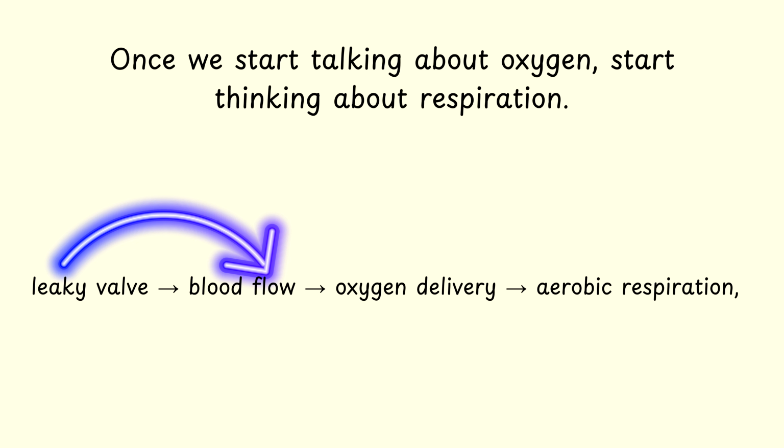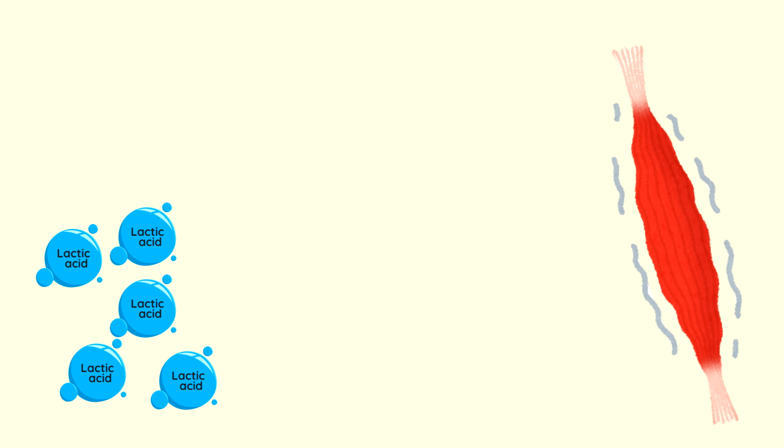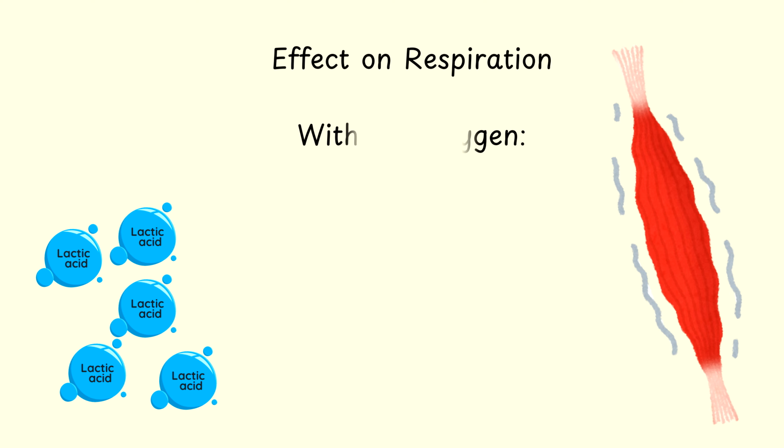So first, the valve is leaking, you're going to have less blood flow. And if you have less blood flow, it means that less oxygen is delivered. And if you have less oxygen being delivered to the body tissues, you're going to have less aerobic respiration taking place. Let's continue to talk about how this would affect respiration.